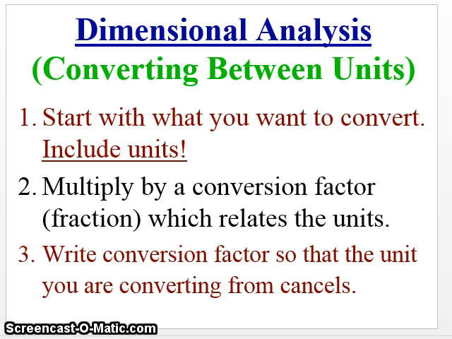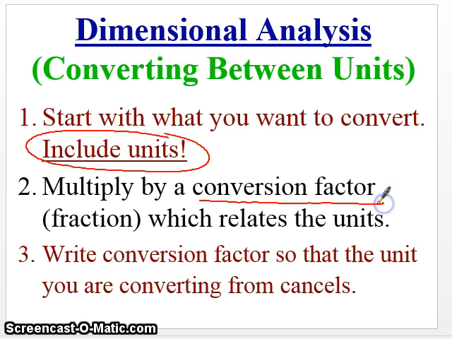The first step will be to start with what you want to convert, and it'll be very important to include units at the end of that number. Next, you would multiply by what's called a conversion factor, which is simply a fraction, something on the top, something on the bottom, which relates the 2 units. And then you would write a conversion factor so that the unit you're converting from cancels. Excellent. Very nice. Nicely done.